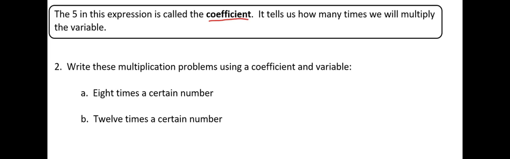And I'll write these multiplication expressions using the coefficient and a variable. Question A says 8 times a certain number. So we know the coefficient is going to be 8, and then I can use x as my unknown number. I can use n or any other letter to represent that unknown number as well. Question B says 12 times a certain number. So 12 is the coefficient, and then I have an unknown number that I use an n for in this particular problem.